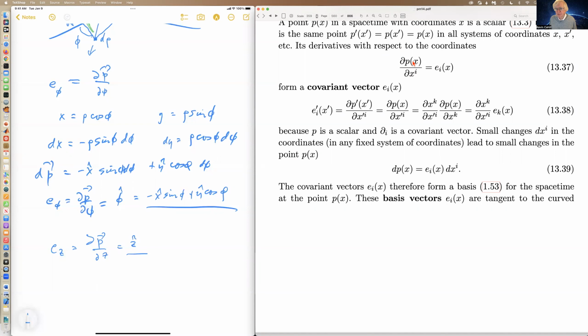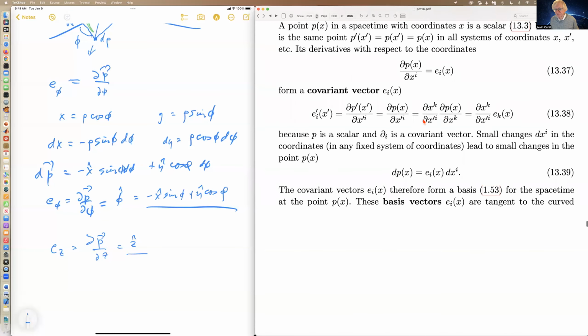And since P is invariant, this is just going to transform like a derivative, and that's what defines a covariant vector. So in the primed coordinate system, E prime i is the partial of P prime of X prime with respect to X prime i, but P prime of X prime is just P of X because this is the physical point, and whether you describe it with the primed coordinates or the unprimed coordinates, it's the same point.